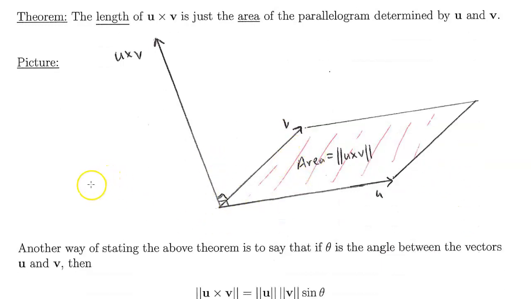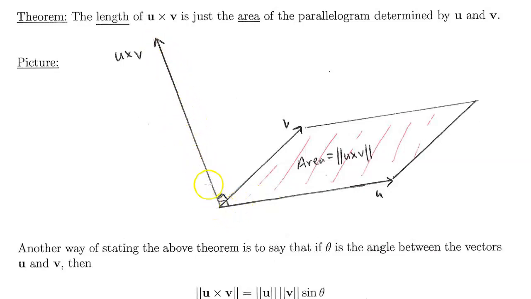Okay, so that's a key fact. Now, why is that fact true? By the way, we've given a full geometric description now. If we're given a vector u and a vector v, we know exactly what u cross v is going to be, just geometrically, because we know which direction it's pointing in.